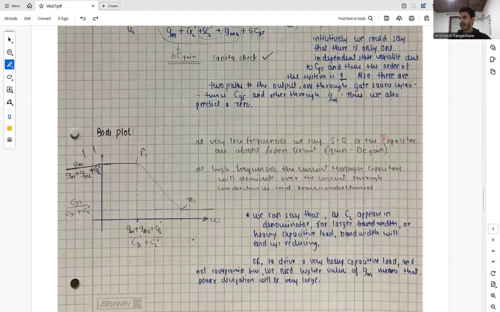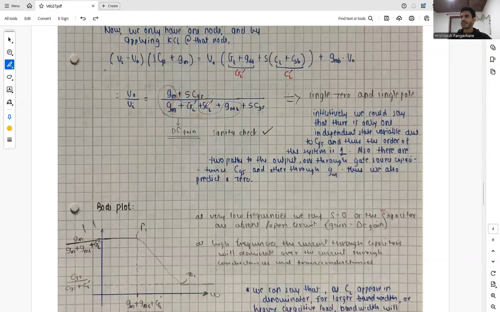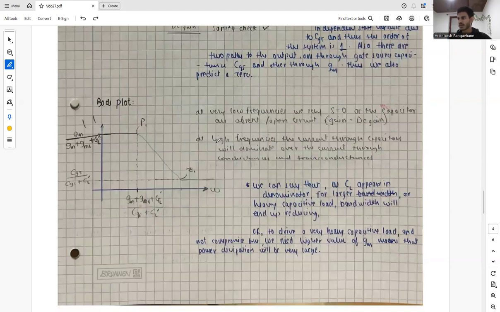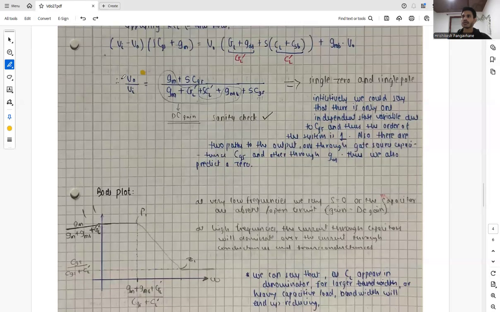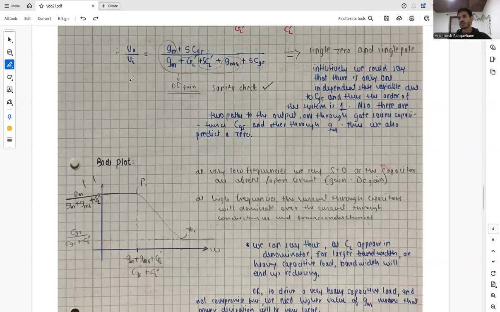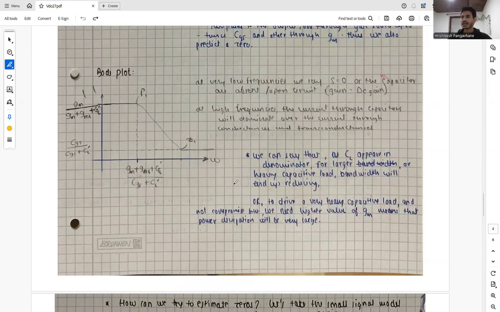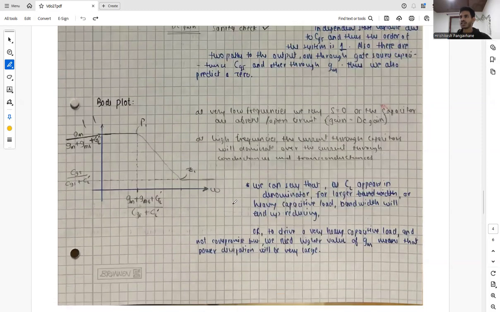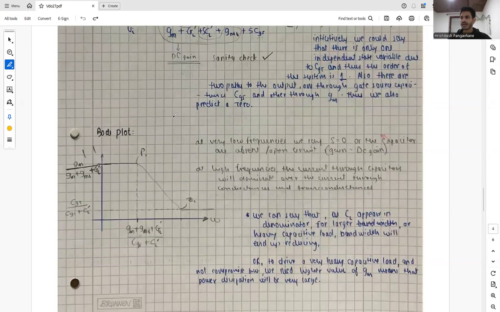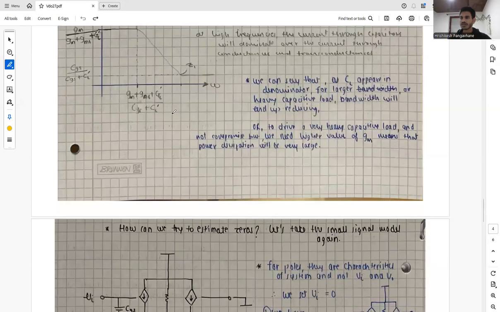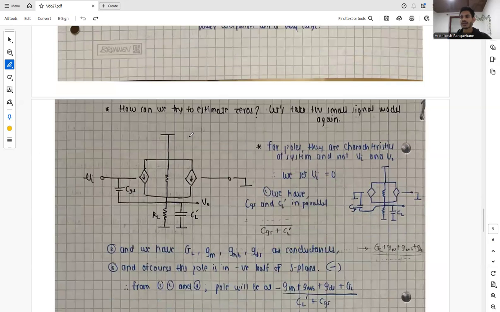In our transfer function, we see our load capacitance is coming in the denominator. So for a larger or heavy capacitive load, the bandwidth ends up reducing. Bandwidth is inversely related to the load capacitance, and for heavy loads the bandwidth will actually reduce. Alternatively, to drive a very heavy capacitive load and not compromise the bandwidth, we need a higher value of GM in the numerator, which means more power dissipation will occur. That's the trade-off, and that's how we can intuitively estimate the value of the zero or the pole.